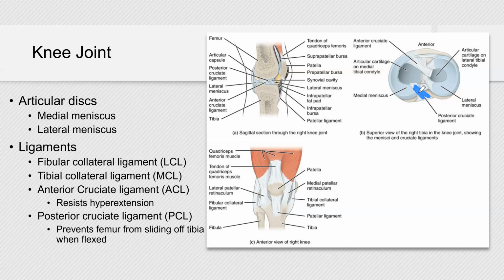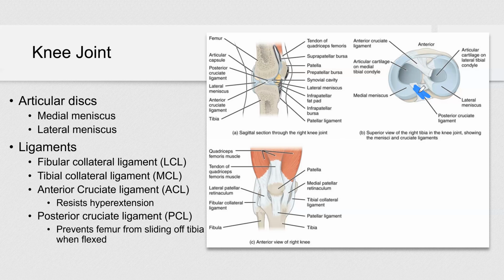So here is our femur, right? That's a femur, that's a tibia. So we have the tibiofemoral joint, and we have the lateral collateral ligament and the medial collateral ligament. And here's the posterior view. You see the posterior cruciate ligament has 2 arms, and the anterior cruciate ligament is over here.